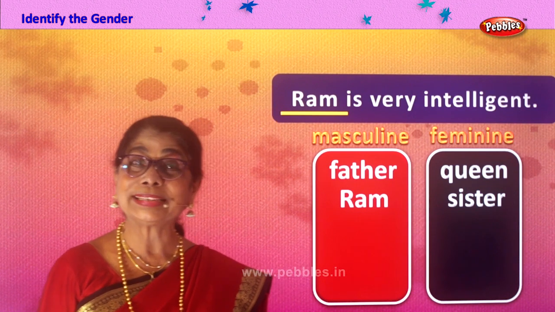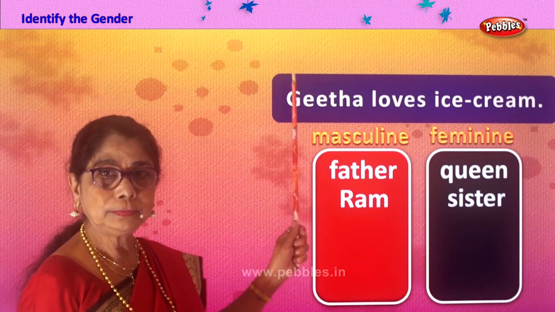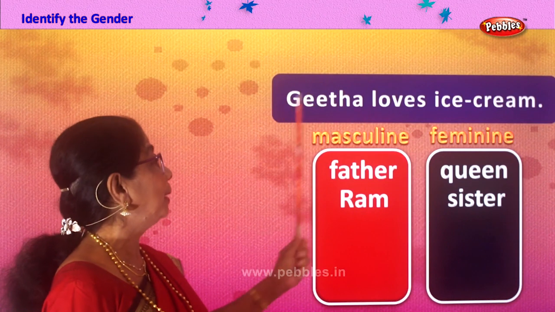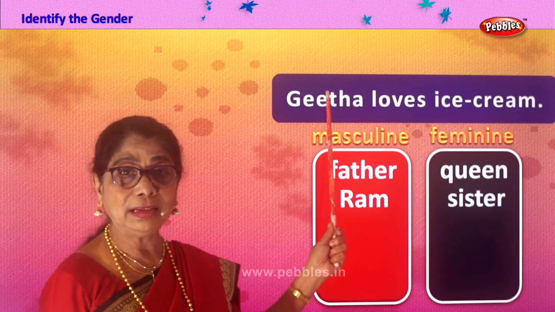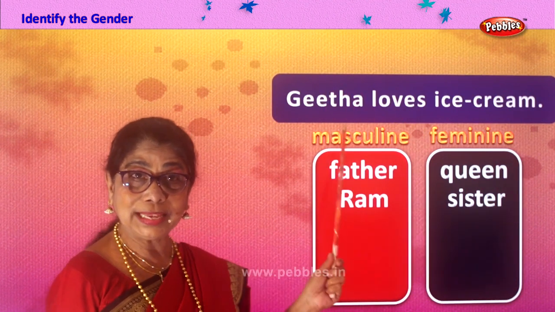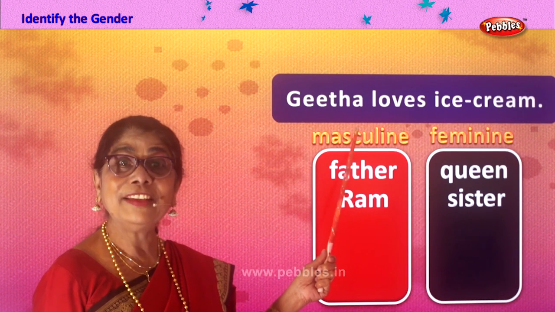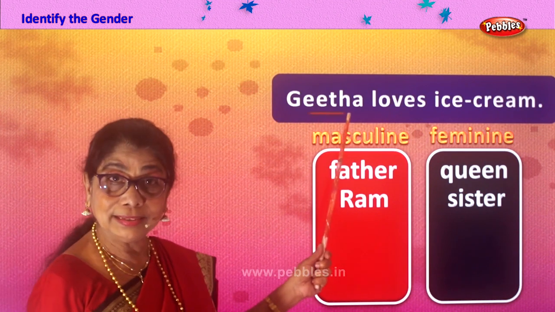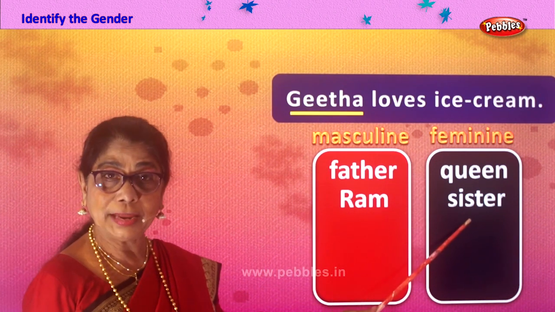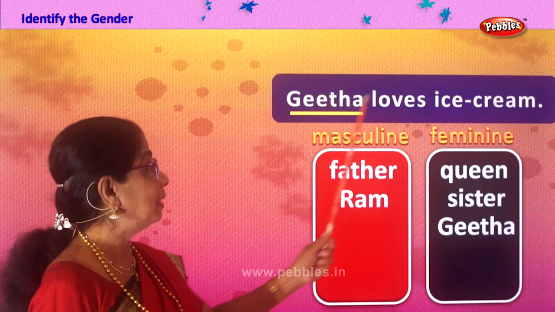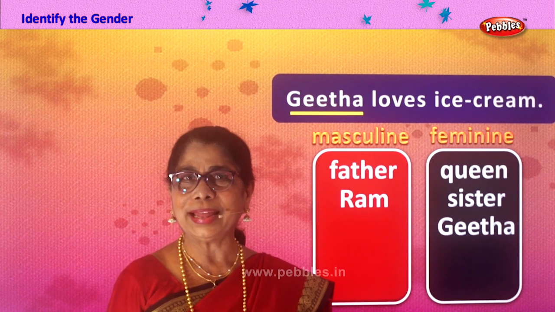Next, let's go to the next sentence. Look. Here is a sentence that begins with the capital letter, ends with the full stop. Geeta loves ice cream. Who is Geeta? A little girl. Yes? Girl is masculine or feminine? Feminine. So we underline Geeta. And which box will you put Geeta? You will put into the feminine box. So Geeta goes into this. Geeta loves ice cream. Feminine gender. Very good.